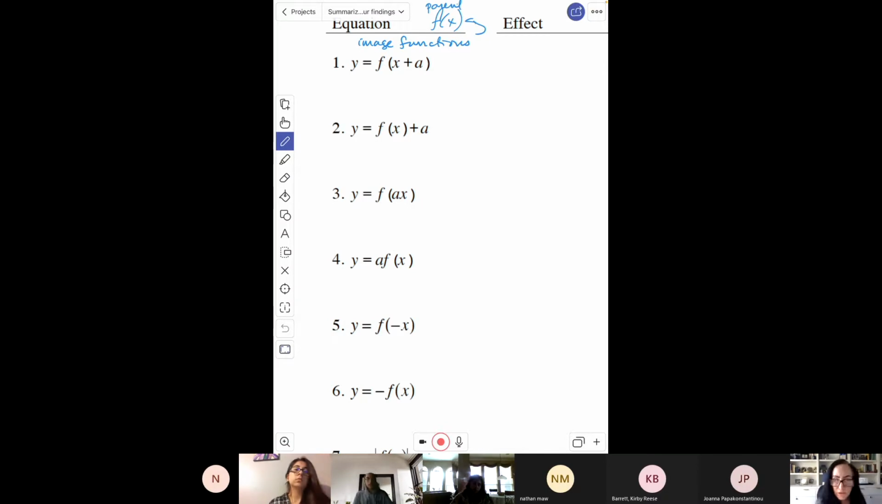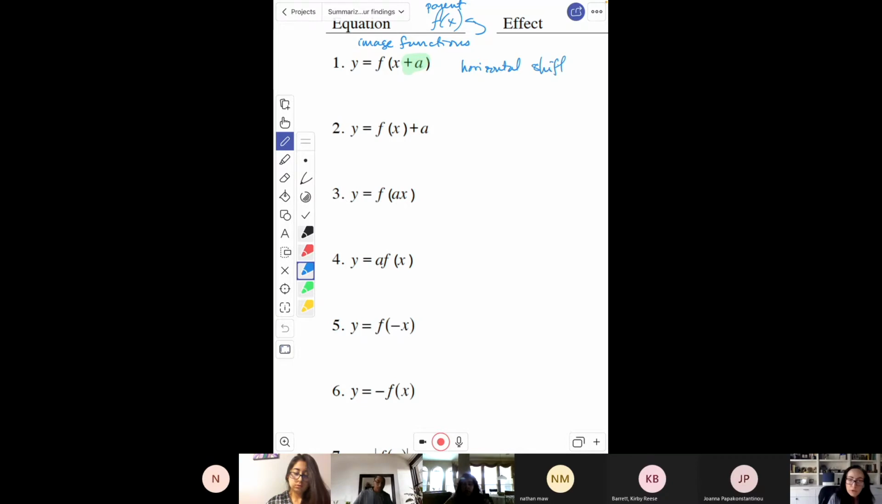And so we summarized our findings, and let's just talk about it again, because we're going to need this for the little activity that we do next. If you were to add a to the x value, can you remind me what type of transformation that was? A horizontal shift. It is very good.